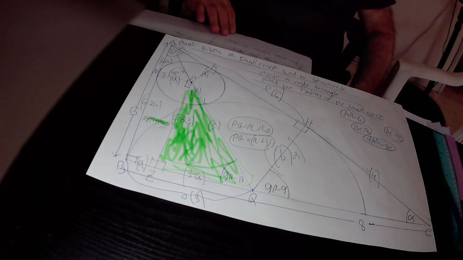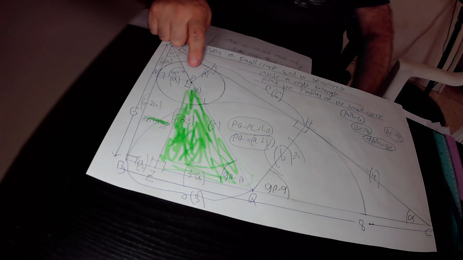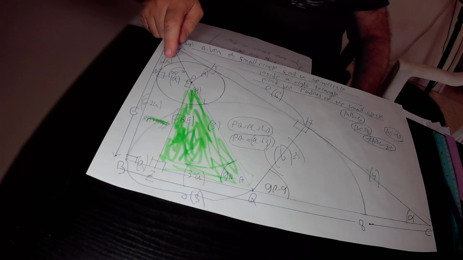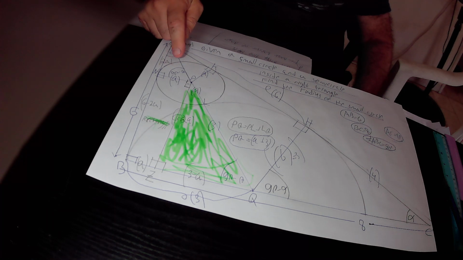In the next step, we join points P and N together by a straight line. Point P is the center of this small circle, point N is the point on the small circle itself, therefore PN is the radius of this small circle. We define the radius of this small circle as A, therefore PN equals A. A is the radius that we are looking for in this question.